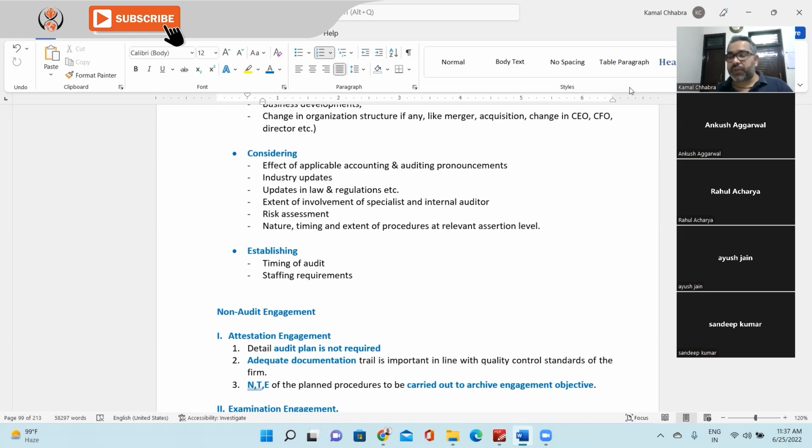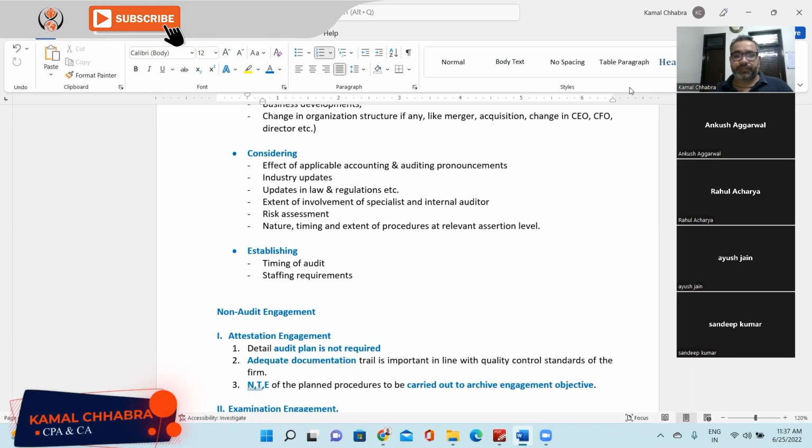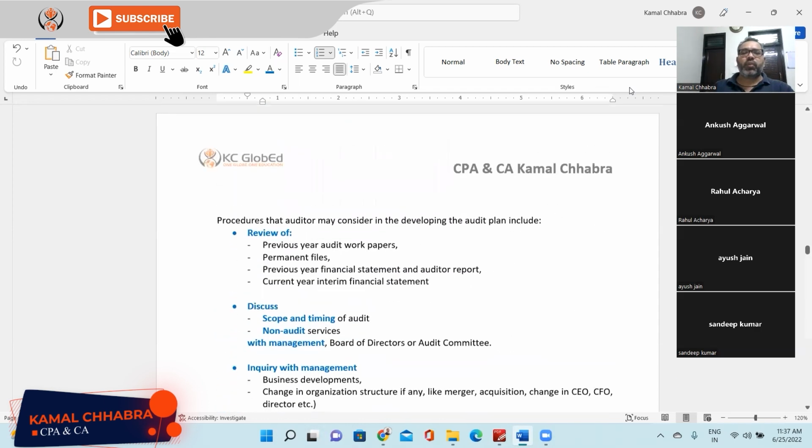Extent of the involvement of specialists or internal auditors: what all things internal audit does, what all areas internal audit performs the audit on, what is their audit mechanism, how much sample size they use, what are their strategies, understanding those. Then performing the risk assessment, and then the nature, timing, and extent of the procedures at the relevant assertion level. So these are all things you need to keep in mind when you are preparing your detailed audit plan, and then establishing the timelines for the audit and staffing requirements, right? So this is for the detailed audit plan, what all things you need to keep in mind.